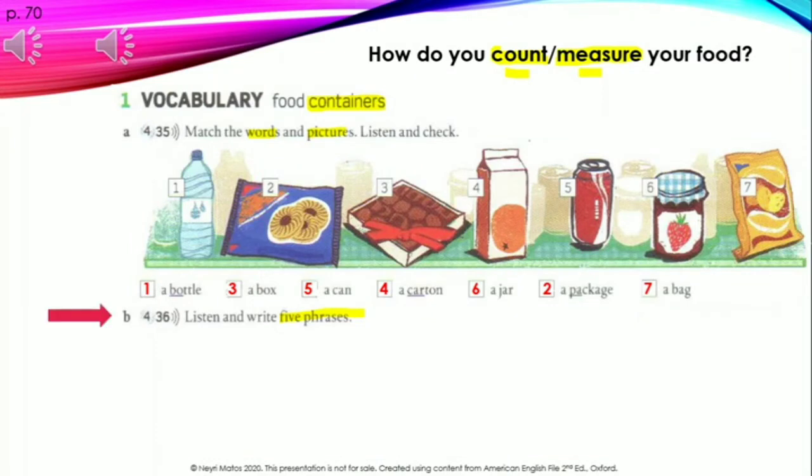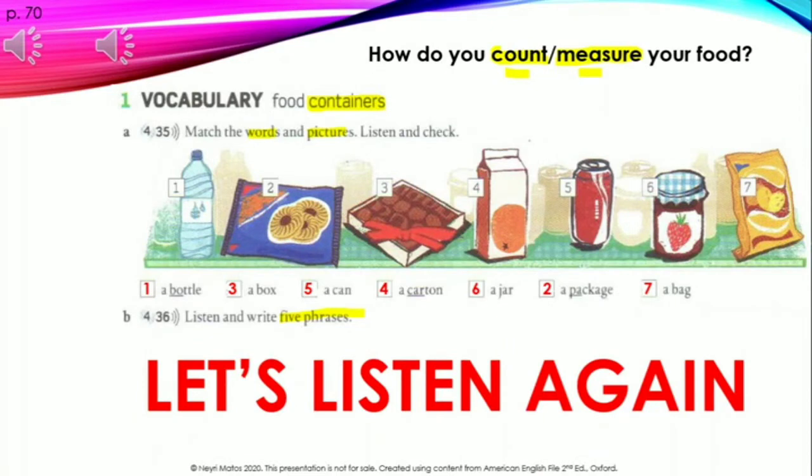Okay, now let's listen again, right? If it's too fast for you, you can stop the video, okay, and write. So you can listen, stop, and write. Listen again, stop, and write. Okay, let's listen again so you can write the 5 phrases.